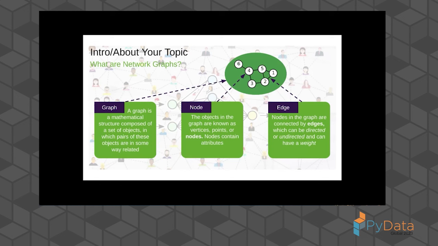Finally, there's edges, and these provide the relationships. So edges connect two different nodes together, potentially two of the same node together if you have a self-referencing edge. And like I mentioned, they can be directed or undirected, so they can point in a direction, or they can just connect two things together.